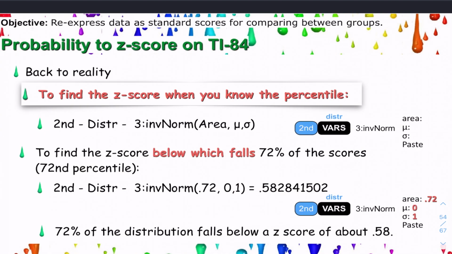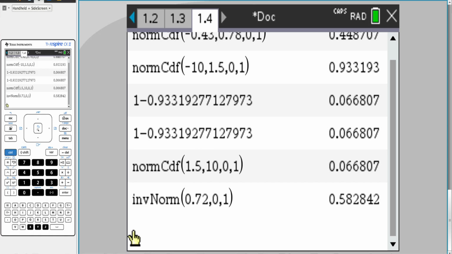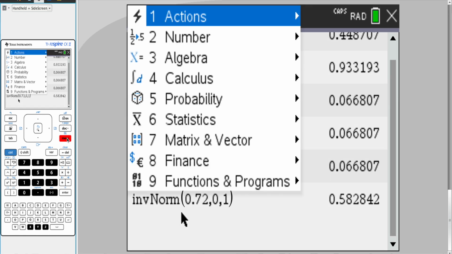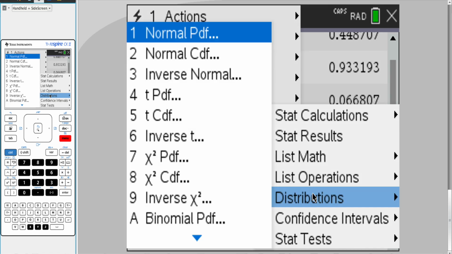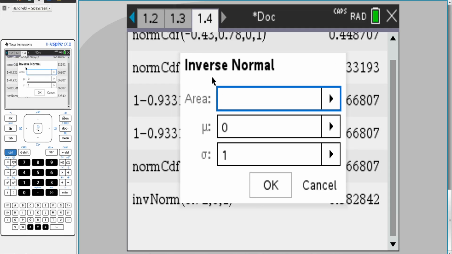But again, why are we using a table when we have this technology in advance? So again, we're going to hit menu in a calculator. We're going to go down to statistics, and then we're going to go down to distributions. And this time, instead of normal CDF, we're going to do inverse normal. And inverse is the opposite or backwards operation of what we just found. So it prompts you for the area, 0.72, below, our mean is 0, our standard deviation is 1.